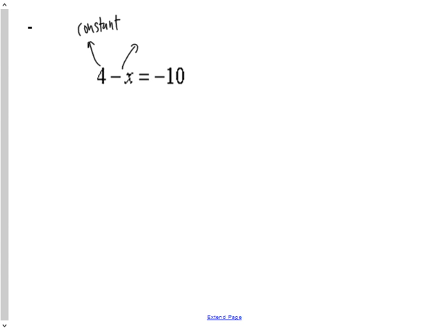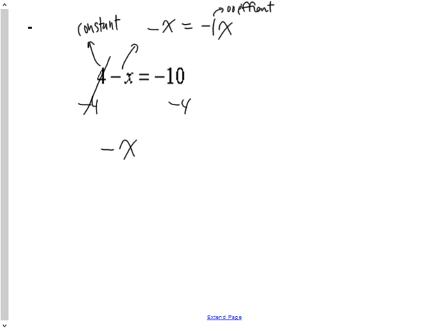and this, however, is negative x, and a negative x actually is the same thing as a negative 1x, so therefore the coefficient, even though it's not written, is a negative 1. And we're going to see that as we go through opposite operation. So the first thing I want to do is get rid of my constant by subtracting 4 from both sides.